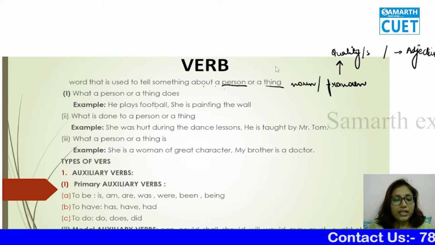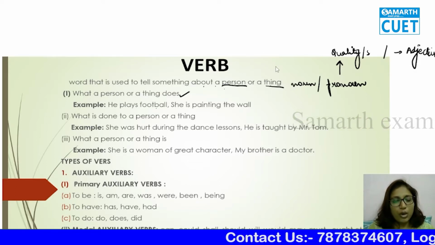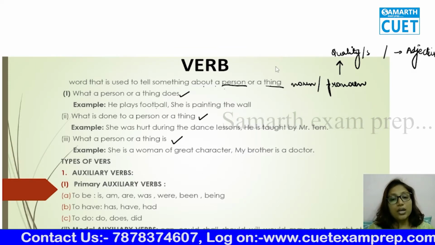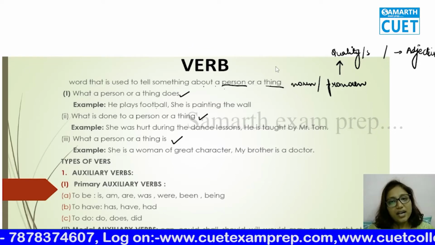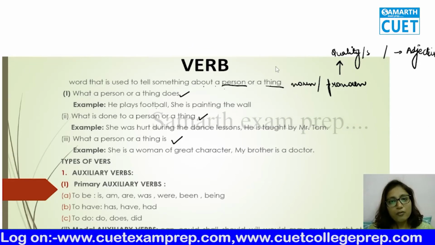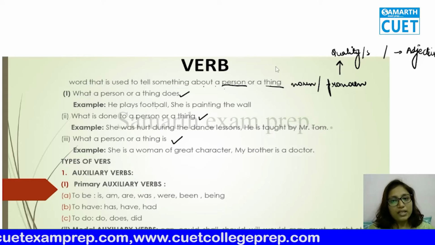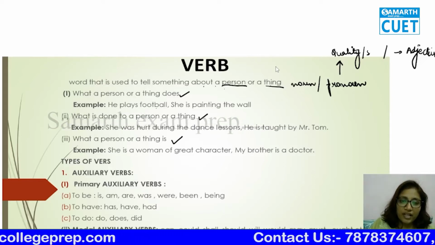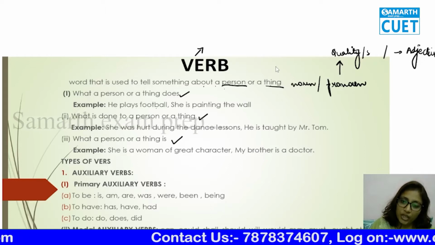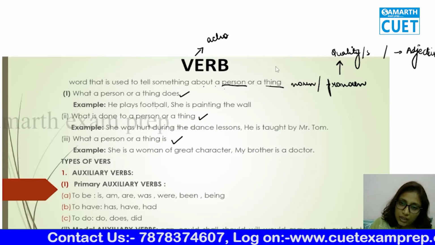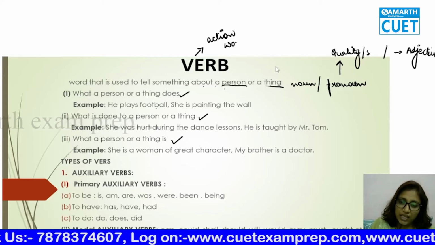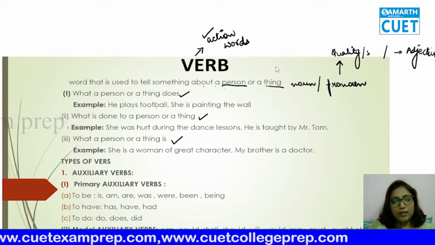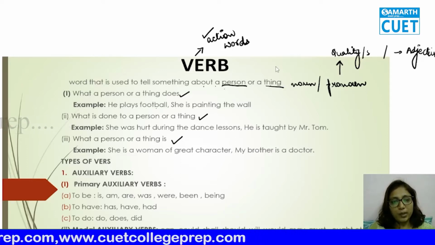But what do they tell? They tell what a person or a thing does, what is done to a person or a thing, and what a person or a thing is. यानी कि कोई चीज या व्यक्ति क्या कर रहा है, उसके साथ क्या हो रहा है और वो क्या है. यानी कि कोई भी वर्ड्स इन सवालों के जवाब दे तो उनको हम कहते हैं वर्ब. तो वर्ब को हम सिंपल भाषा में, very simple language, verb can be described as action words. यानी कि जो नाउन और प्रोनाउन के एक्शन के बारे में हमें बताएं.